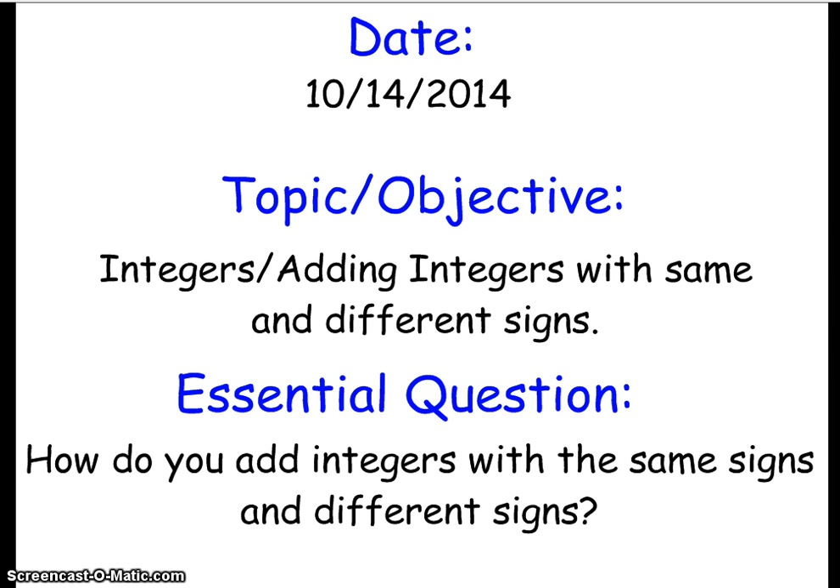The topic is integers, and we're going to talk about adding integers with same signs and adding integers with different signs. The essential question that I want you to keep in mind is, how do you add integers with same signs and different signs?